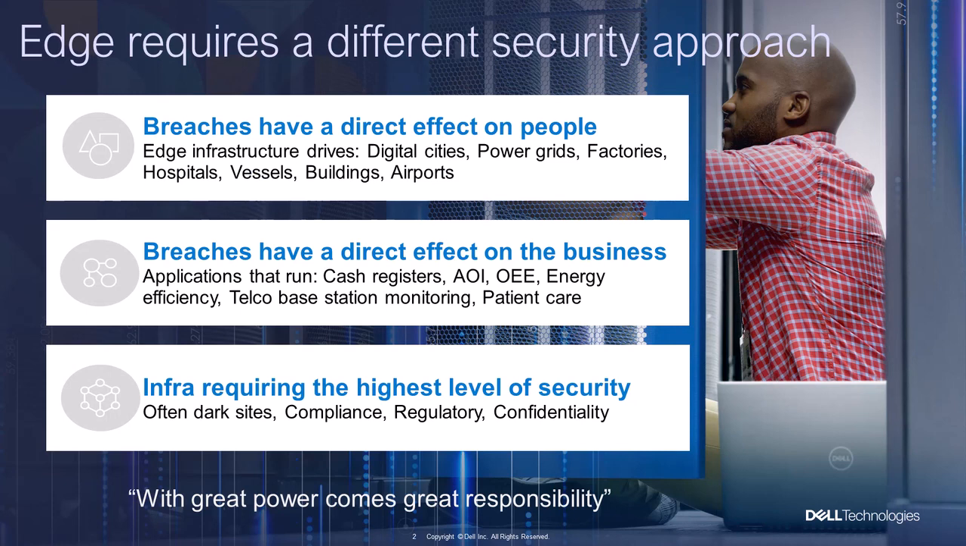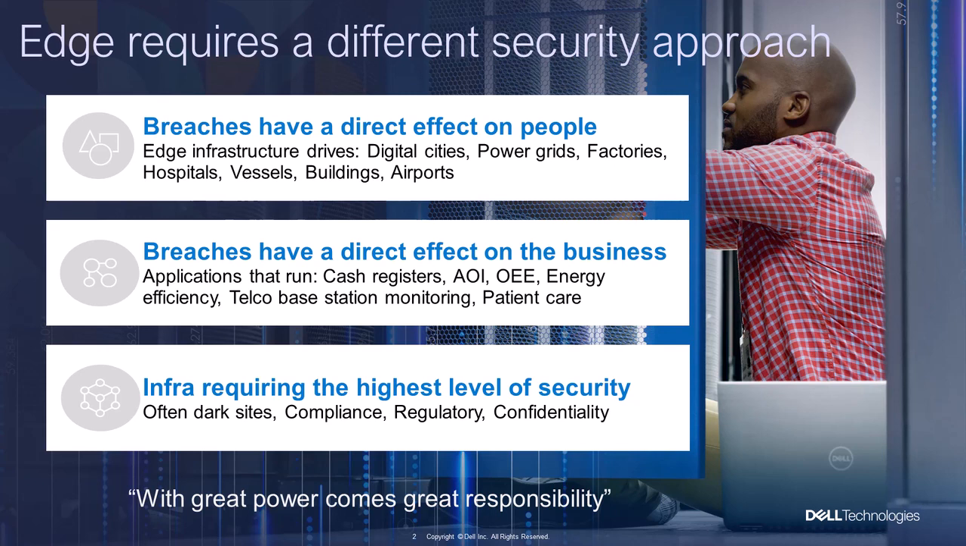Before I jump into Zero Trust, let's first consider security at the edge. There are many aspects of edge security that are different from traditional IT security that you would typically see at data center locations. Breaches at the edge have a direct effect on people since these locations may include digital cities, power grids, factories, hospitals, and so on. There is also a larger impact on business operations at these locations, affecting things like cash registers, product quality, communication systems, and even patient care.